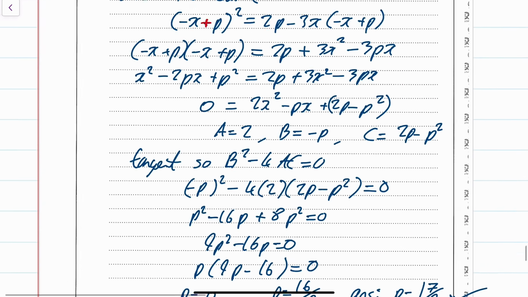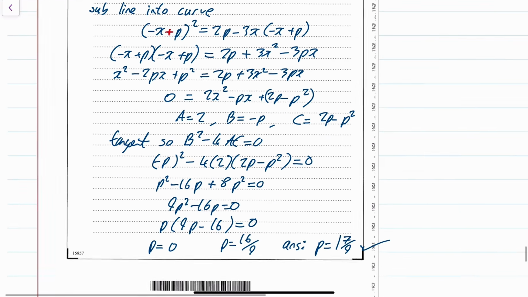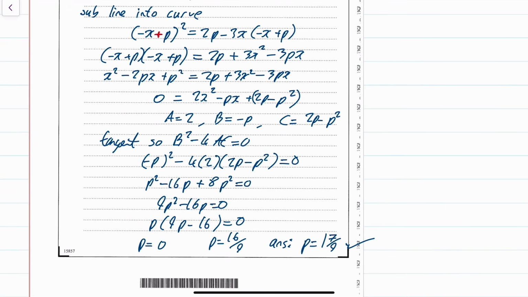And that is it. Just check there. Yep, that's the end of the paper. And that is it. Tough enough wee paper.